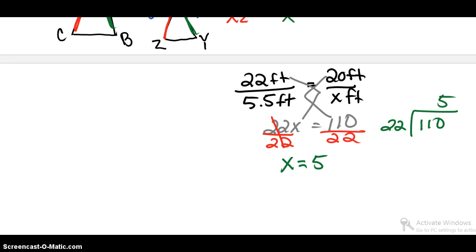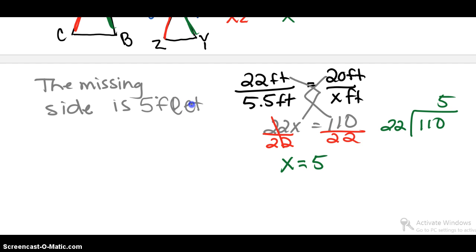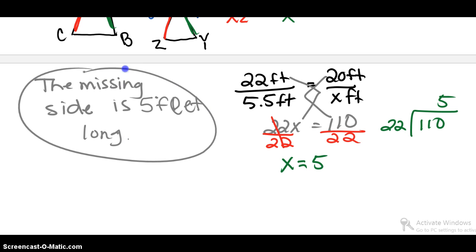So we take that number there, put it back into a sentence and say the missing side is 5 feet long. And we're done with that problem there.